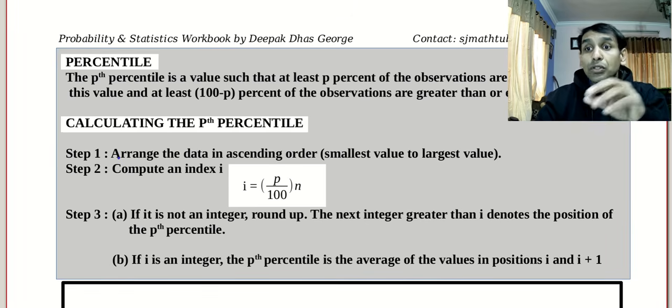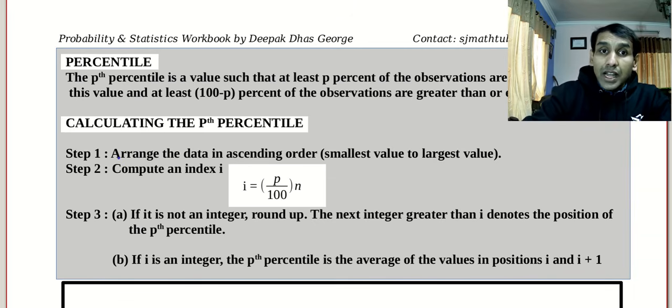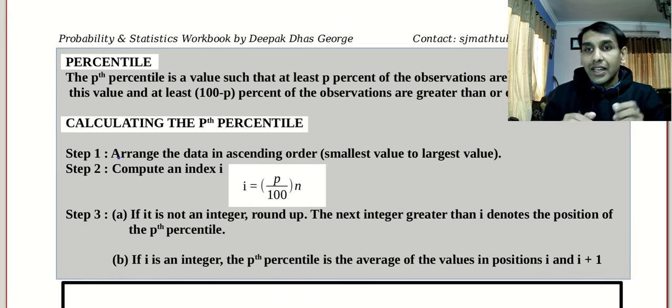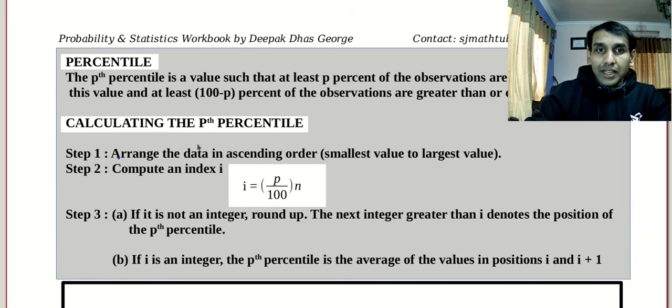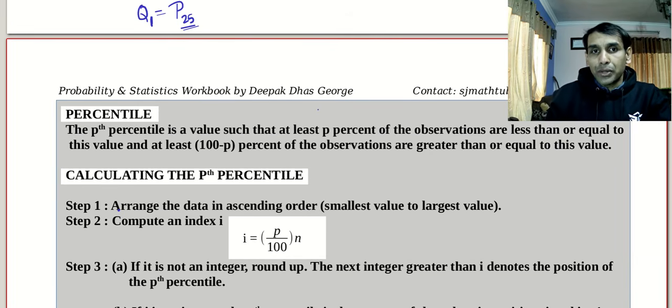This is the fourth video in Probability and Statistics lectures. I am Deepak George and we are discussing percentiles. In the last video, last part, I was talking about percentile, decile, quartile and median. And I told you the connection and I will revise a little bit for you.